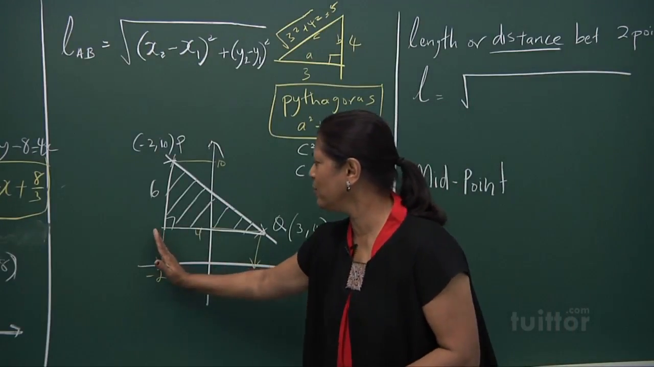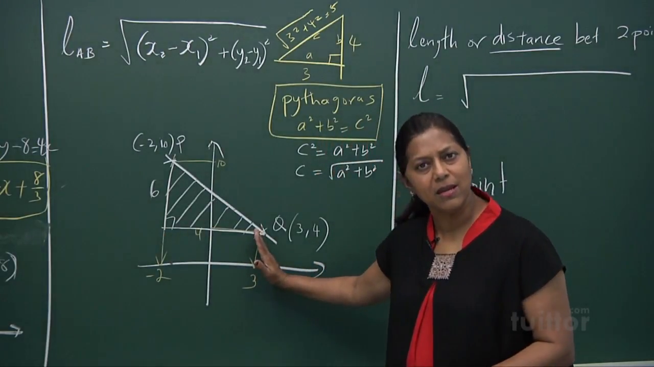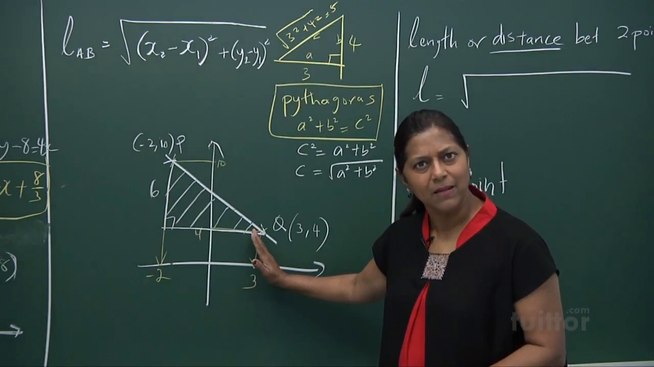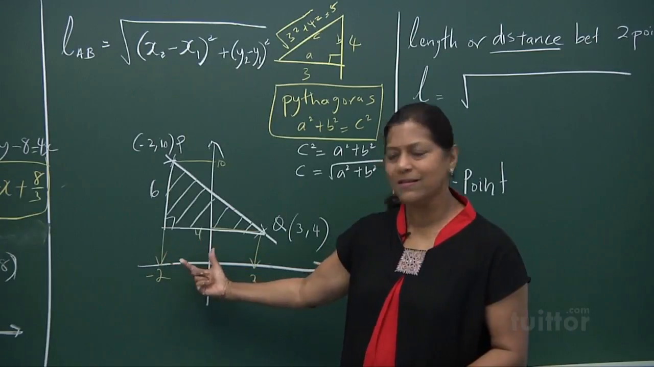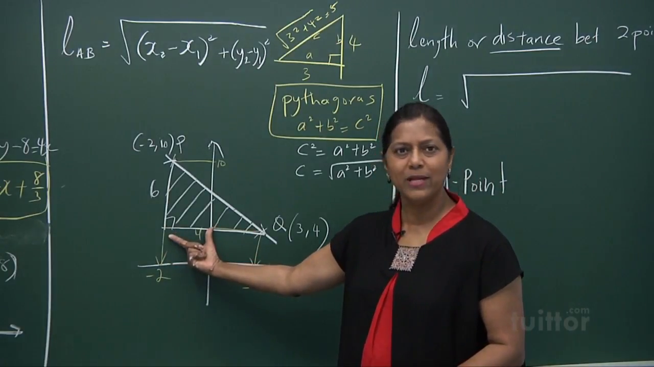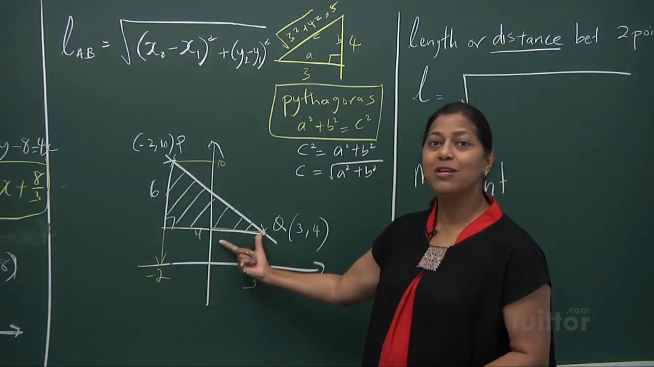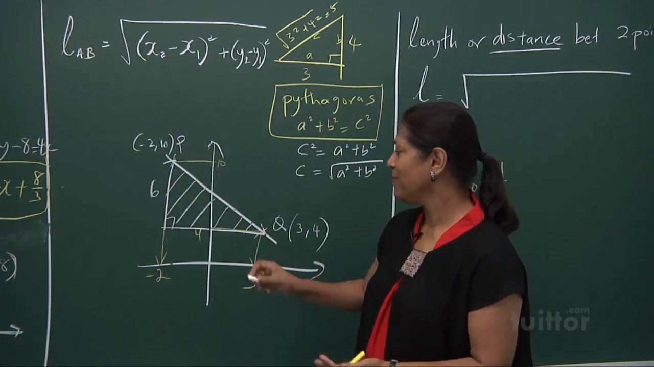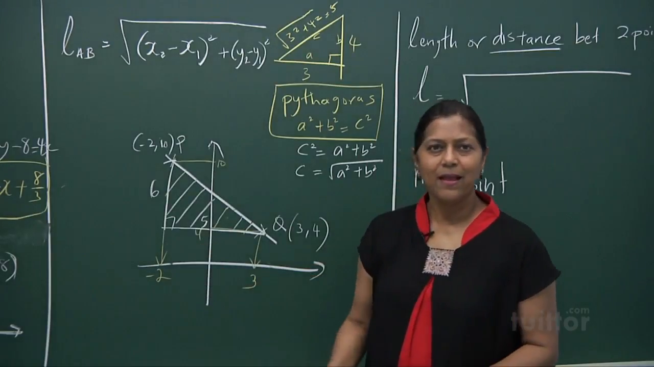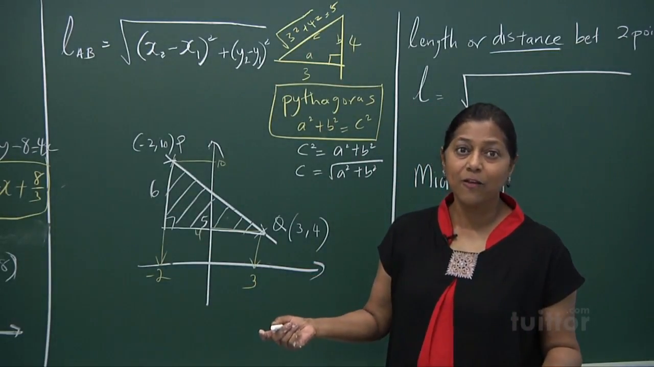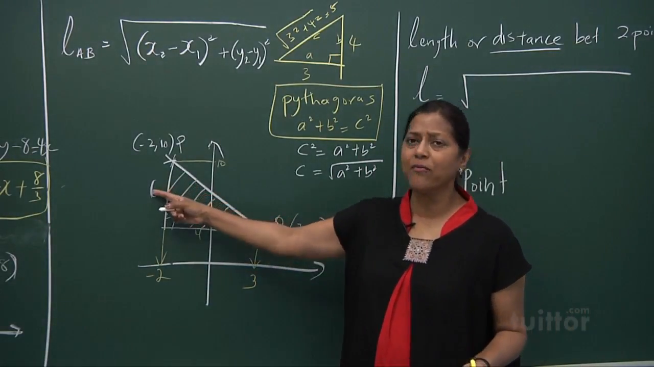And minus 2 all the way to 3. What would that be? Look at the absolute value of the horizontal distance. This is 2 units, and that is 3 units. 2 plus 3 is 5 units. So this length is 5. And by right, the length of PQ will be the square of it.